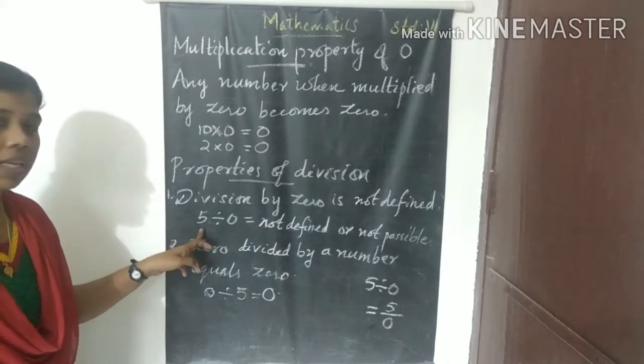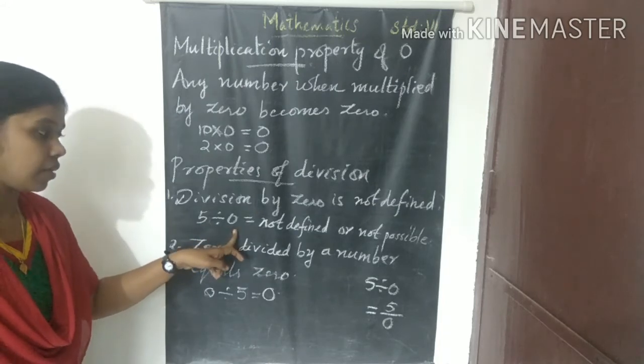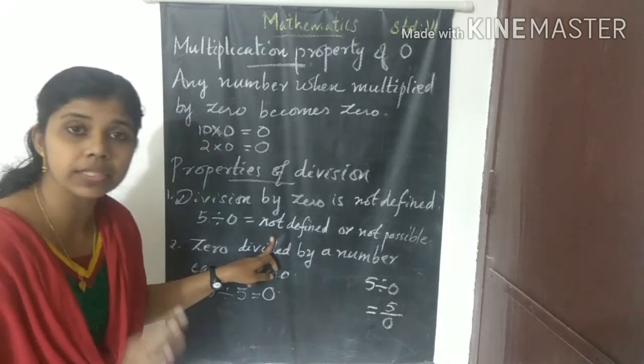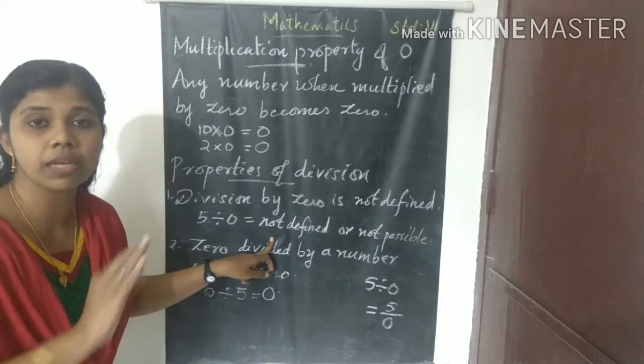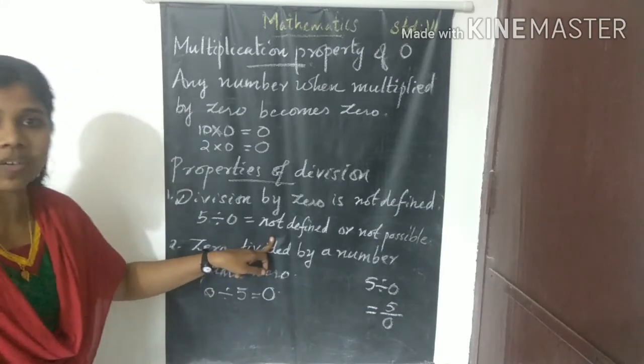Okay. Any number divided by 0, the answer is what? Not defined. That is not possible. That time stop the work there.